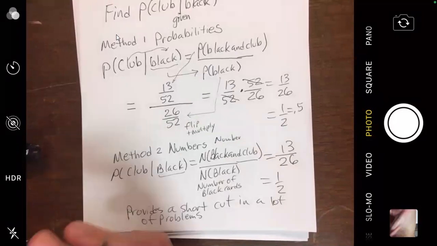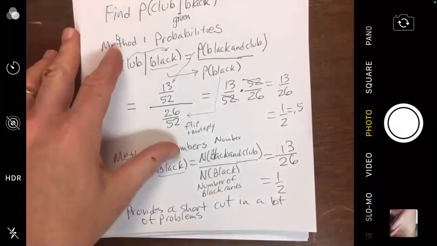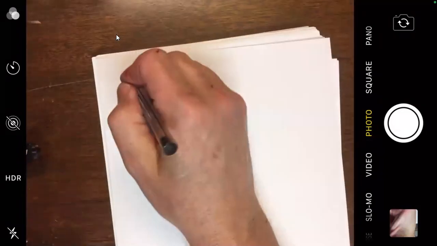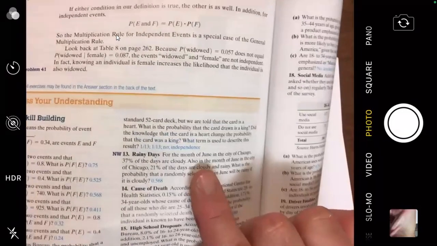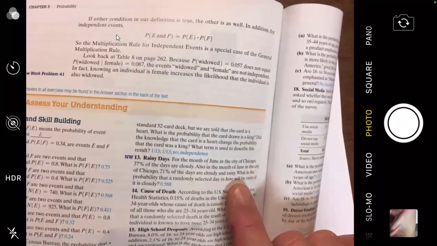All right, y'all want to see a few more examples? Yes, please. All right, they completely switch gears in 13.268.13. Talking about Chicago. And in the month of June, 37% of the days are cloudy. But also in the month of June in the city of Chicago, 21% of the days are cloudy and rainy.